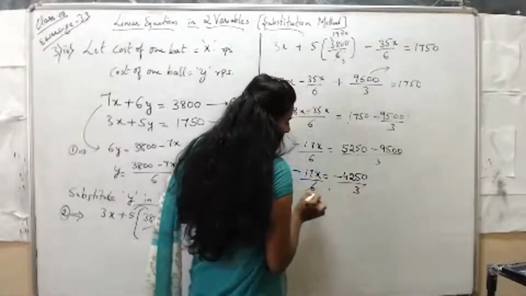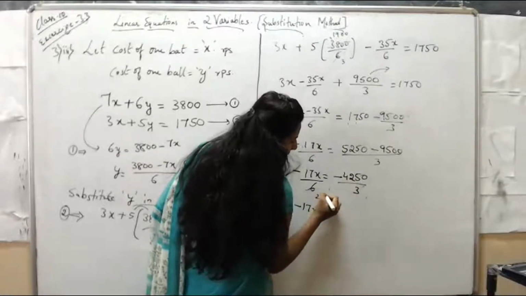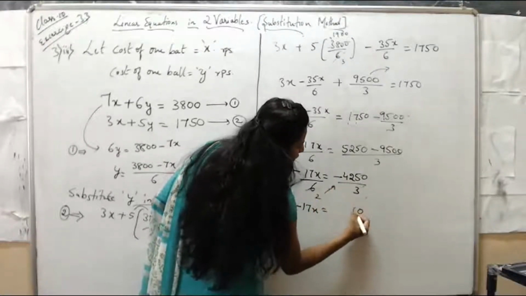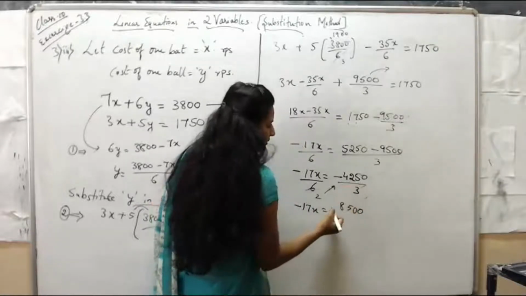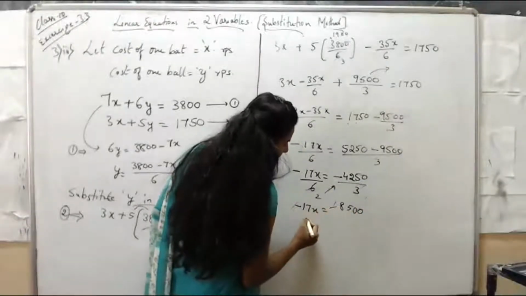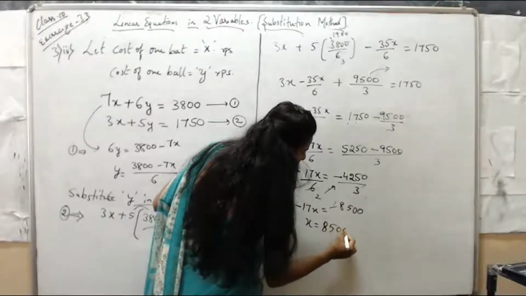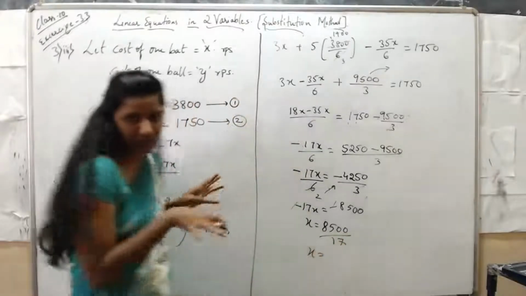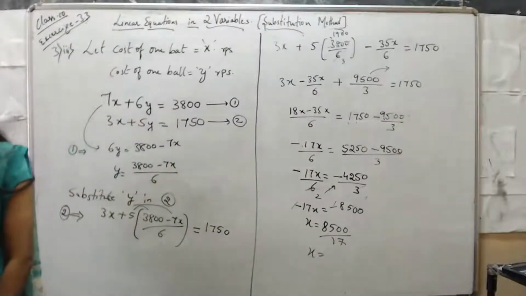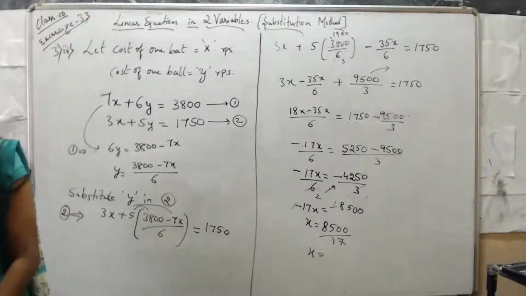So 3 1s are 3, 2 3s are minus 17x is equal to, multiply this 2 here, 5 2s are 10, 4 2s are 8. Minus gets cancelled. So x is equal to 8500 divided by 17. The simplification is lengthy, I agree, but you should solve it in examination. Nobody will come and help you in examination.